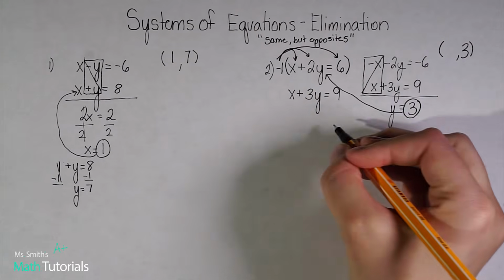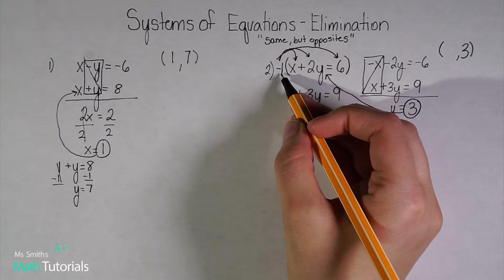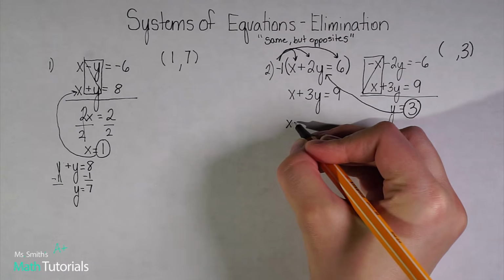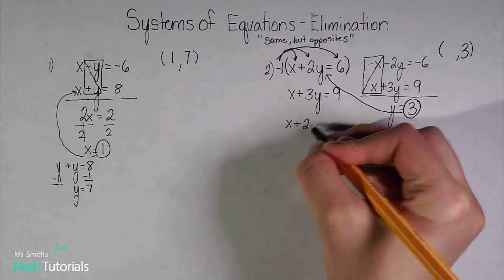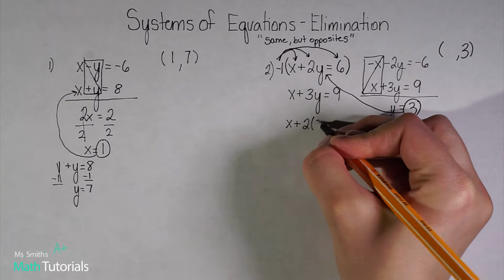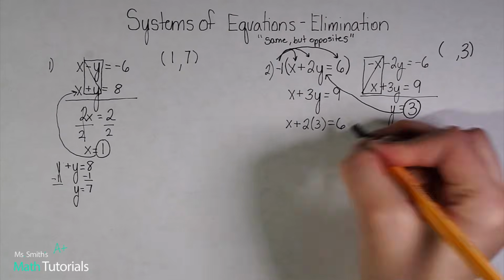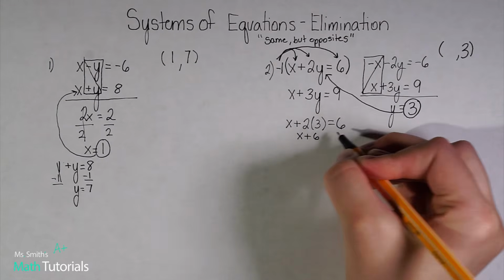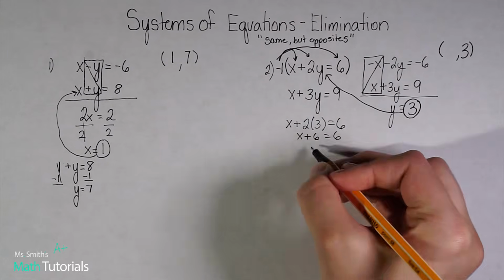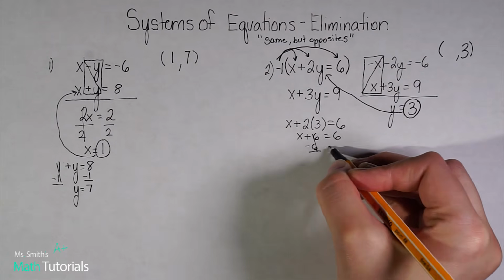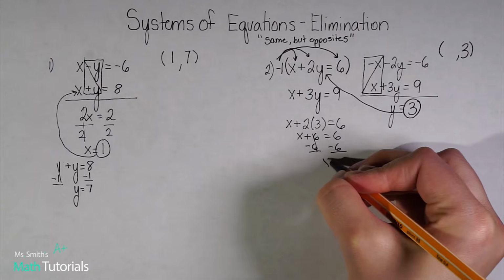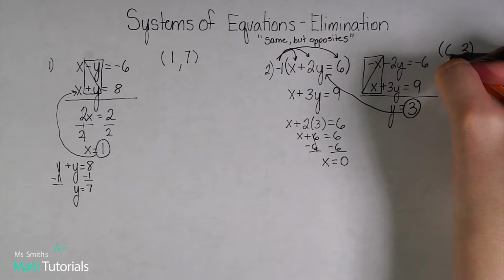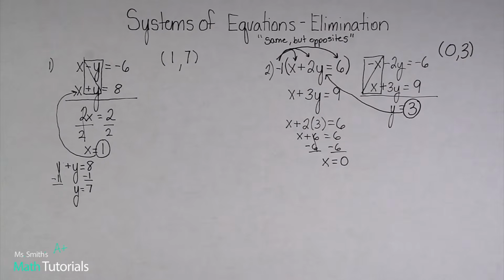So I'm going to rewrite that down here. I'm writing this original equation. I do not need to write the -1 parentheses, just the original equation. So x plus 2 times y, which is now 3, equals 6. So now I can solve for x. 2 times 3 is 6. I want to get my x alone, so I'm going to subtract 6 from all sides, and I get x equals 0. So my x is 0. There's part 2 of my answer.